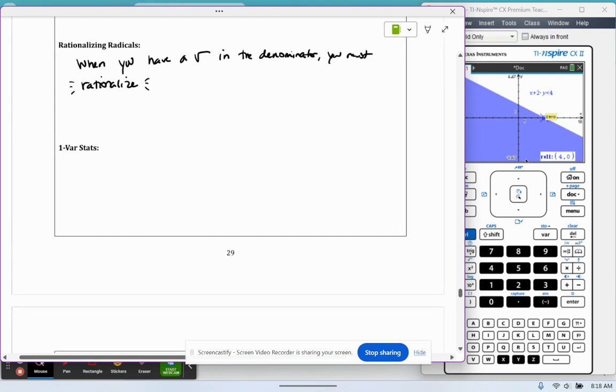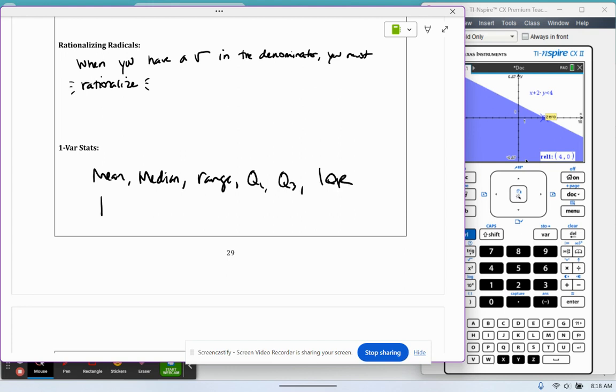All right, let's go back to one var stats. We're getting there. Okay, one var stats. You calculate one var stats when the question asks you for the mean, median, range, Q1, Q3, IQR, box plots, any of this stuff. Oh, standard deviation. You use one var stats, okay?